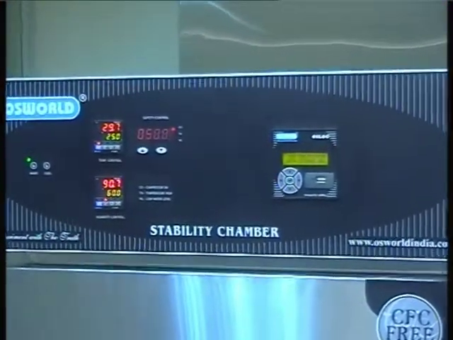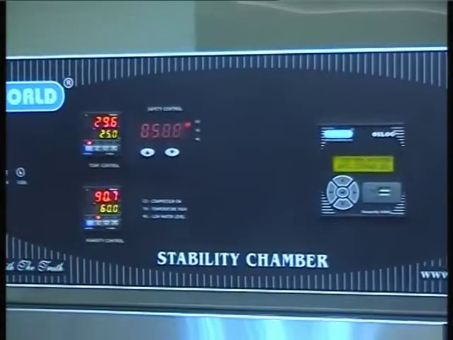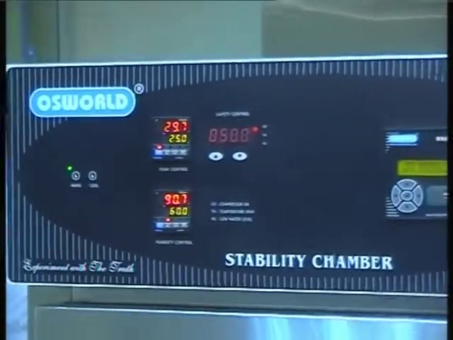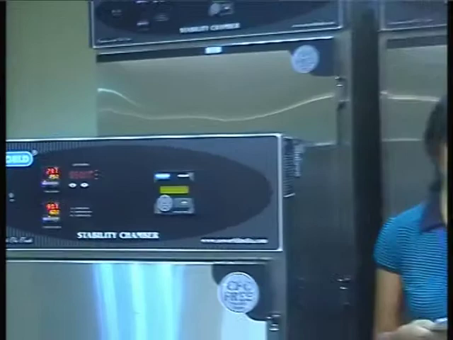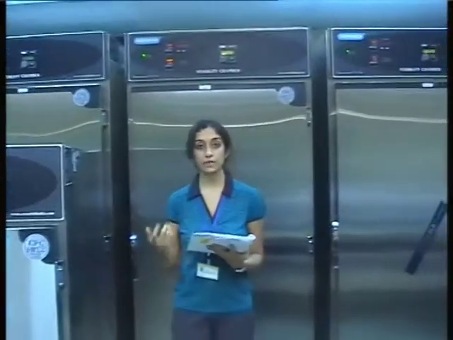To safeguard electronic components, Oswald recommends the use of a servo-controlled voltage stabilizer for your stability chamber. Frequent power fluctuation and high voltage spikes are observed in many industrial areas. Please ensure that you take the necessary precautions based on the quality of power supply that you receive.